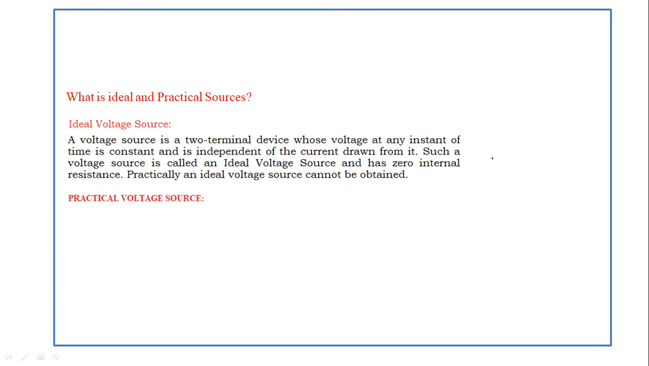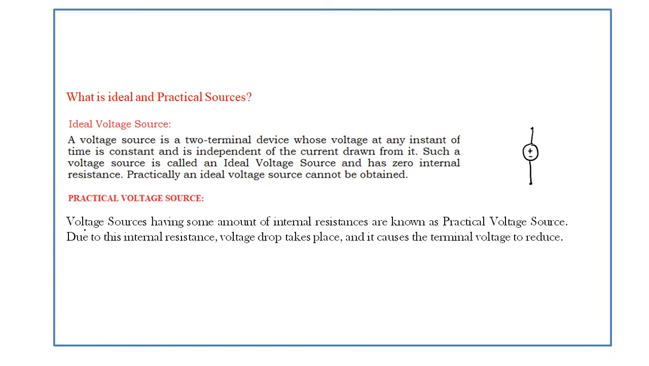Next, the practical voltage source. Before that, we will draw the ideal voltage source. This is a simple ideal voltage source. Here there is no internal resistance. Now, if we take the practical voltage source, it has some amount of internal resistance. Due to this internal resistance, a voltage drop takes place and it causes the terminal voltage to reduce.